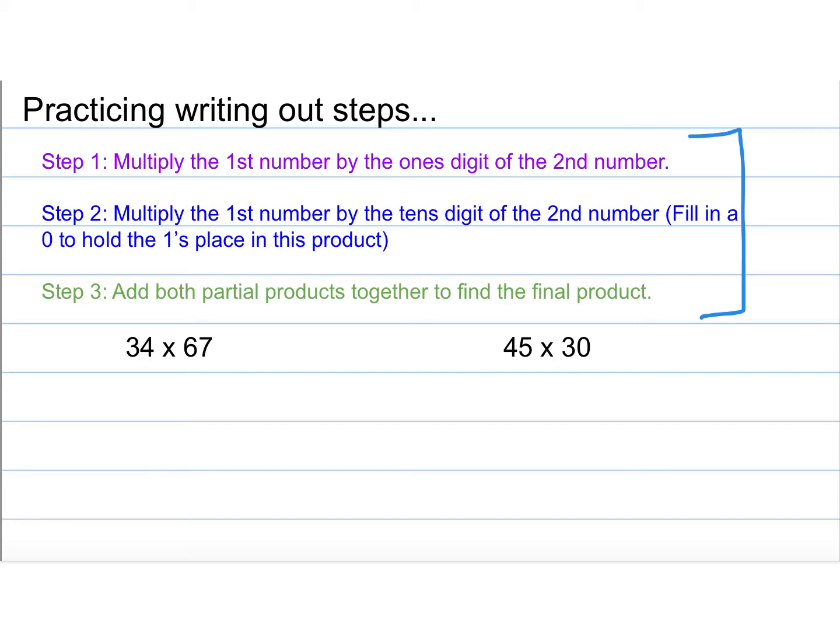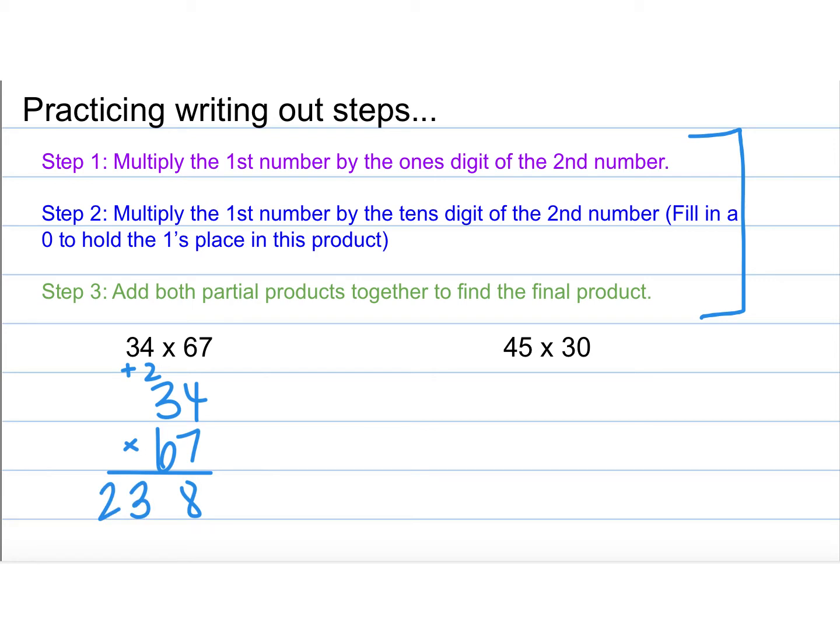So we're going to start with 34 times 67. So I'm going to stack those on top of each other. Multiply the first number by the ones digit of the second number. So that means take the 7 and multiply it by each of the digits in 34. So 7 times 4 is 28. Put down my 8, regroup the 2. Now I'm going to do 7 times 3, which is 21 plus 2. 21 plus 2 is 23.